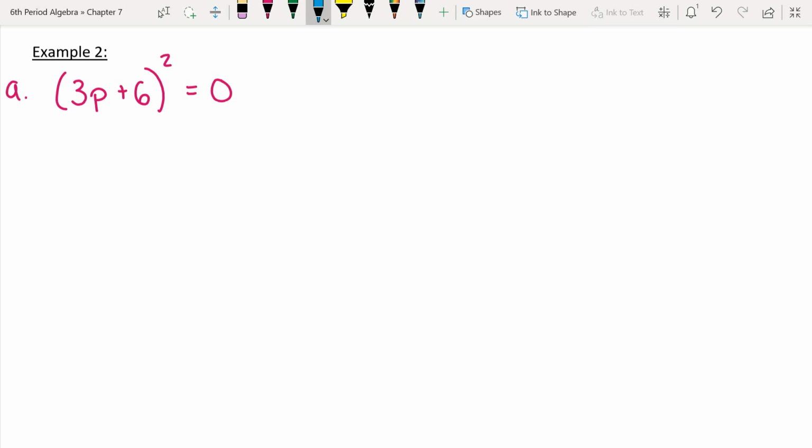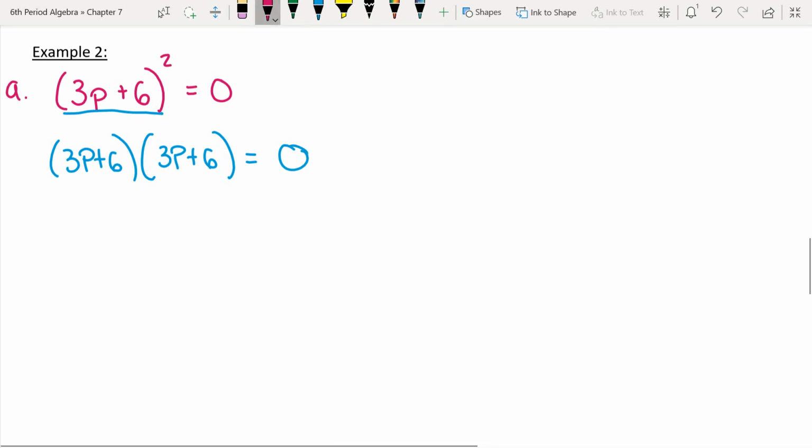This is saying I actually have 2 of these expressions. So when you run across a problem like this, we rewrite it so that you have 3p plus 6 times 3p plus 6. That's what the exponent is really telling you. The base is being multiplied by itself twice. So I should have 2 of the expressions 3p plus 6. Now, this is in factored form, and we can solve the problem.